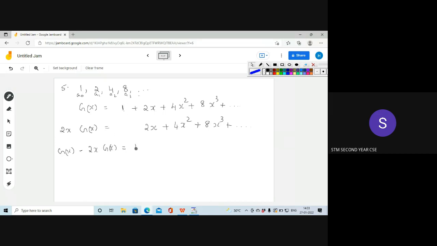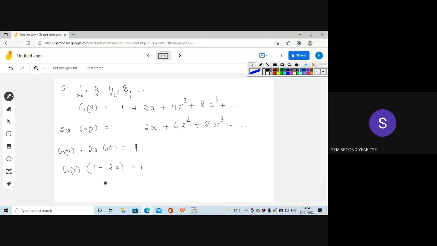What will you get after minusing? 1 minus 0, you get 1. Then all these terms get cancelled, because 2x minus 2x, 4x square minus 4x square, 8x cube minus 8x cube, all these terms get cancelled and you will get 1 on the RHS. Now, next step, look at the left-hand side. G of x, you can take it as common. G of x into 1 minus 2x is equal to 1.